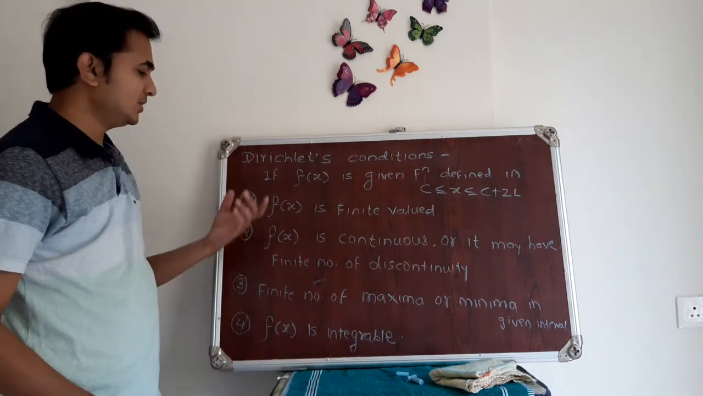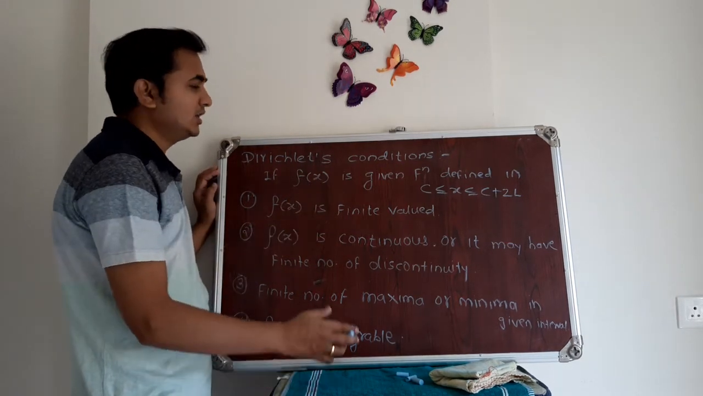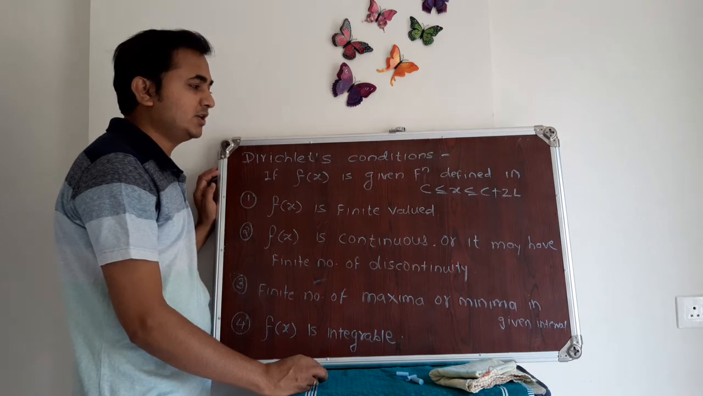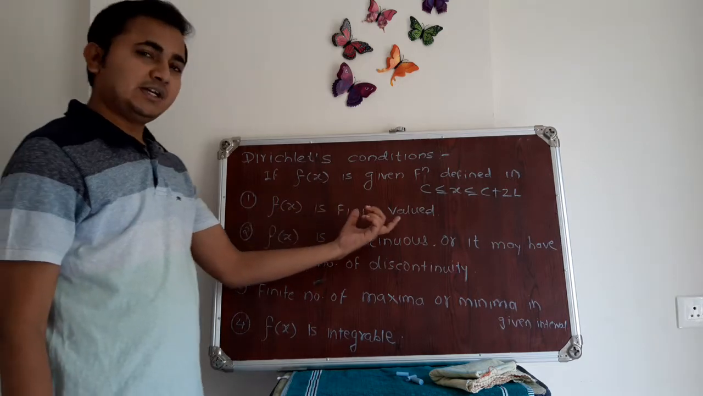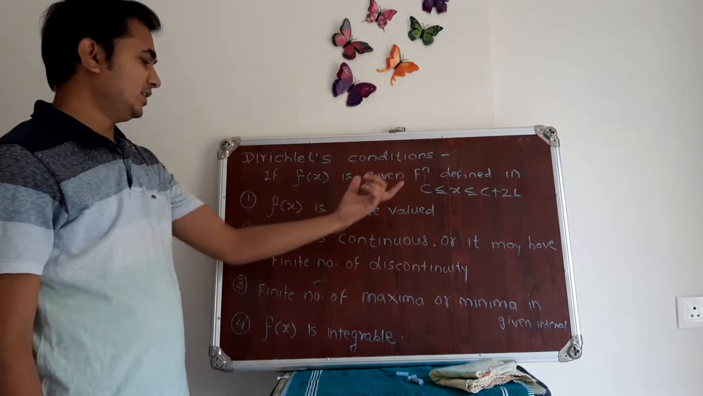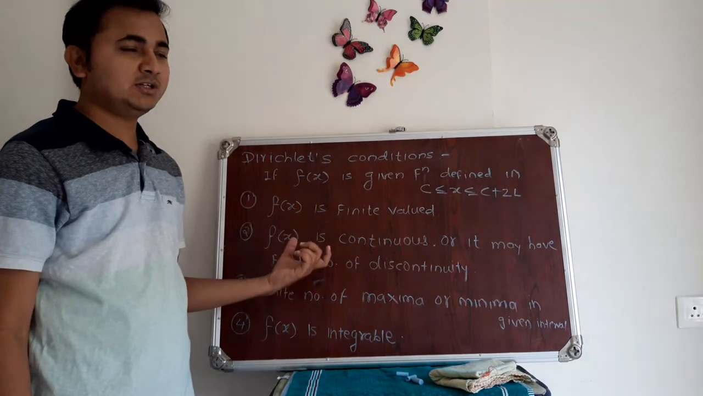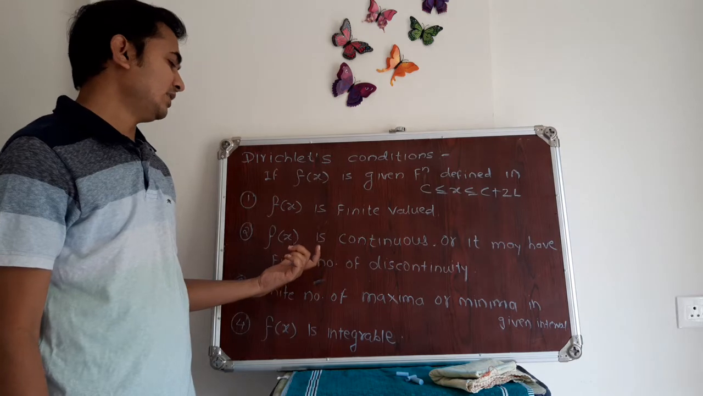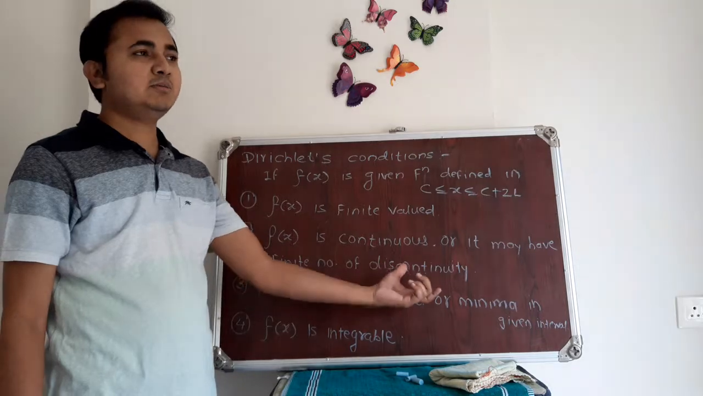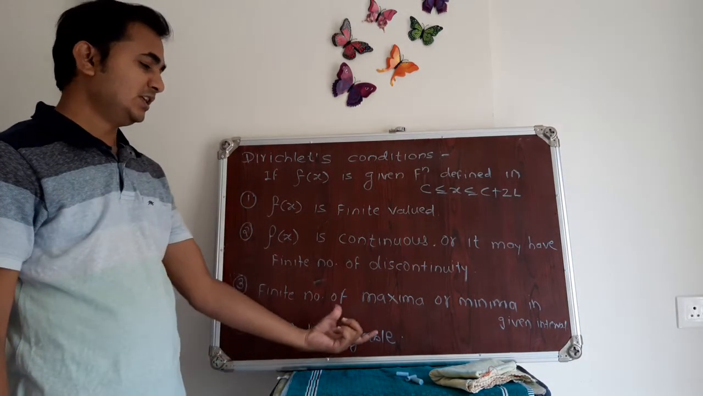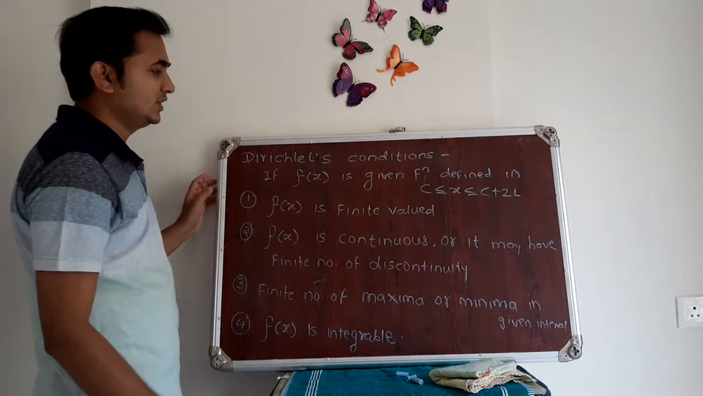Alright, so if these four conditions are satisfied, and those are called Dirichlet's conditions, then one can think of writing its Fourier series. So I repeat, f of x is finite valued in that interval, f of x is continuous, or if it has some points of discontinuity, they are finite in number. Then third, it should have a finite number of maxima or minima in that interval, and f of x is integrable in that interval. So these are Dirichlet's conditions.